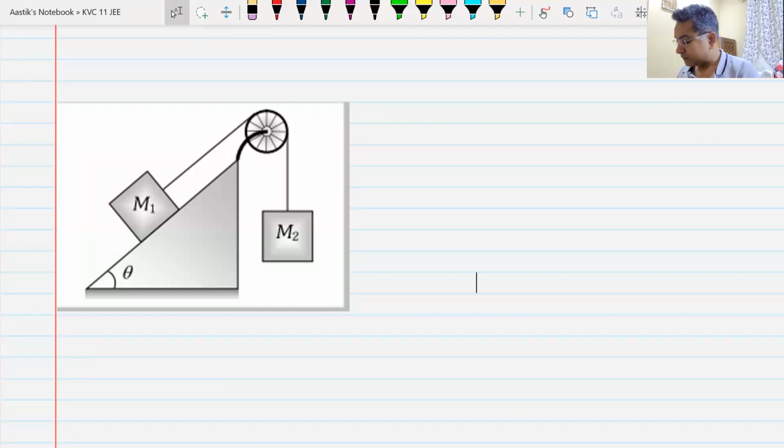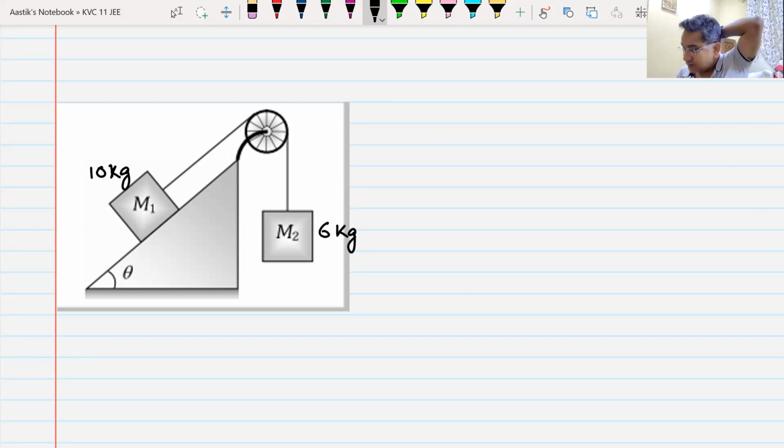Let us say this is 6 kg and let us say this is 10 kg. Find out the acceleration of this system. You have to also tell me first in which direction is the system going to move.